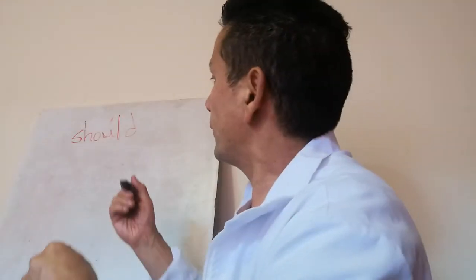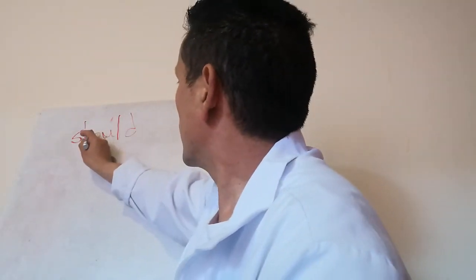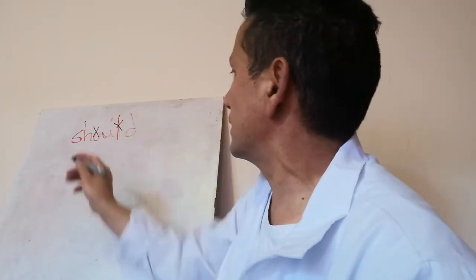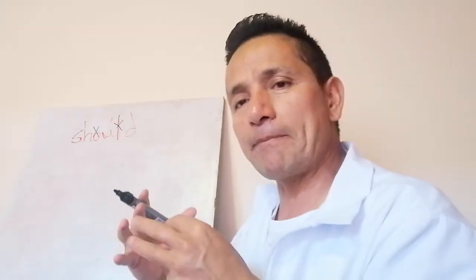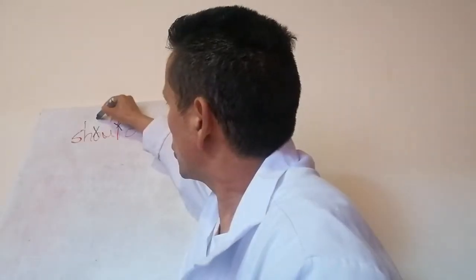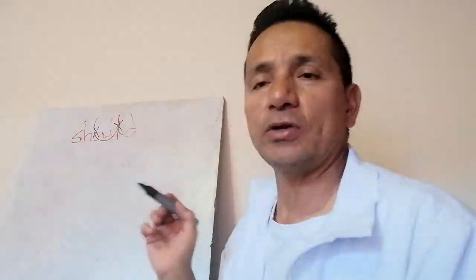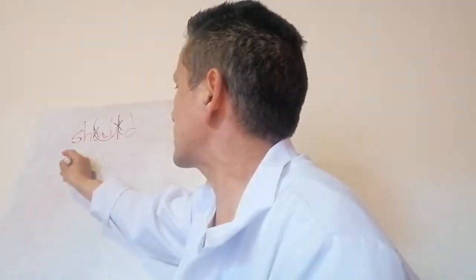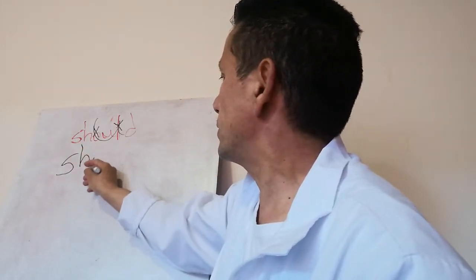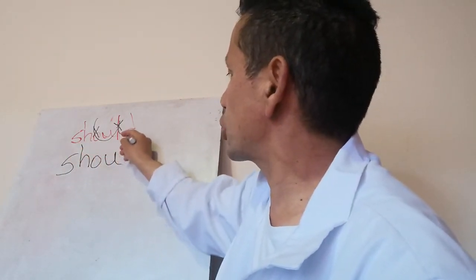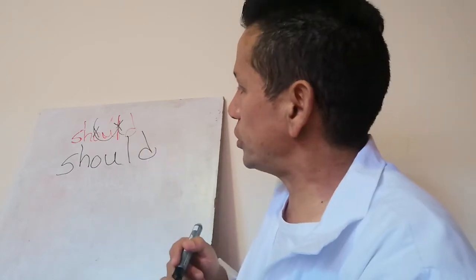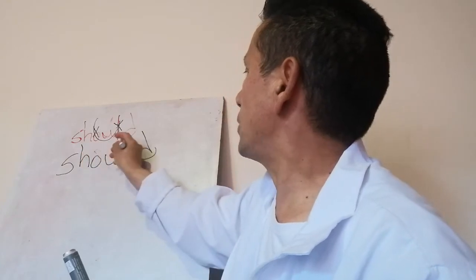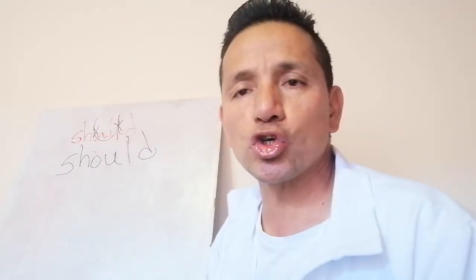So notice this. You don't pronounce the O, and you don't pronounce the L. So it is like a big U. All right. So number one, to learn how to pronounce. So in other words, should, notice that should, you don't pronounce O and you don't pronounce L. Should.